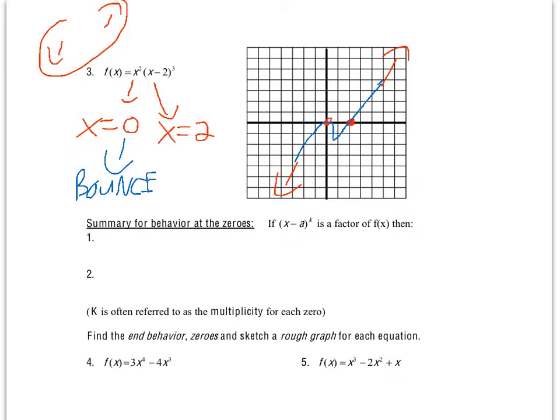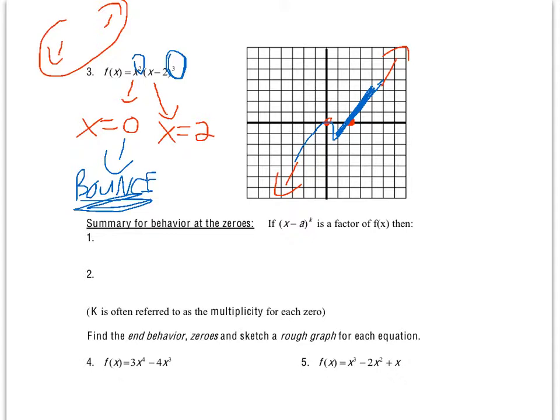All right, here's the main thing. This is the summary right here. When everything is factored out, and you can't factor anymore, if this exponent is even, this is where you get a bounce. If this is odd, like I could change this to just 1, 3, 5, 7, then it goes straight through that corresponding 0. So let's put this in right here.